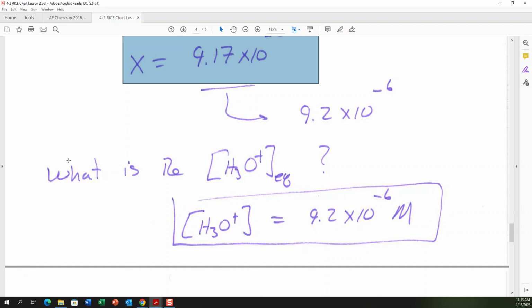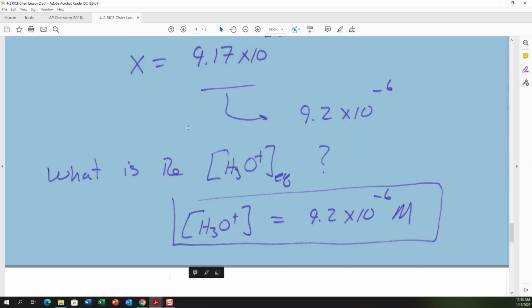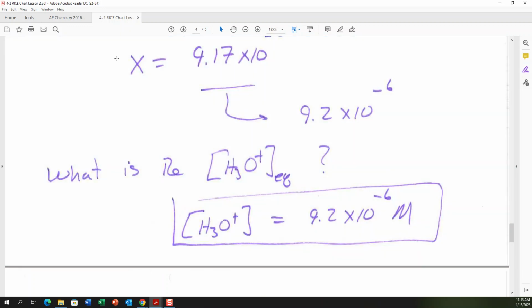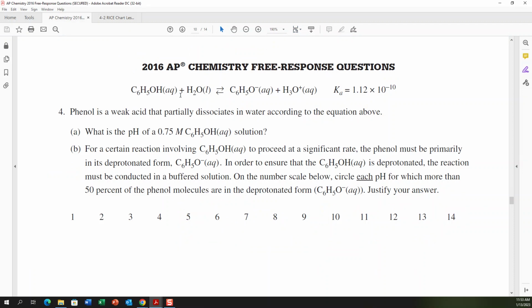Now, I'm going to take this a little bit forward and show you what you're going to be getting into in Unit 5. This is where I got the idea for this question, from this AP exam, again from 2016. Notice they give us that same reaction, and they give us the Ka value. But the first question is just, what's the pH of a 0.75 molar solution of this acid?